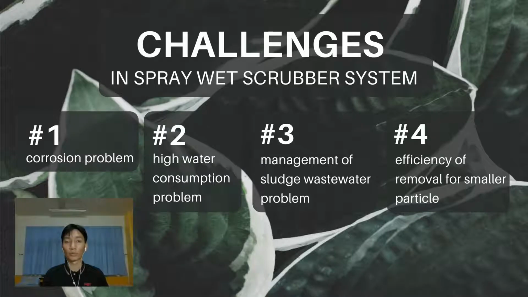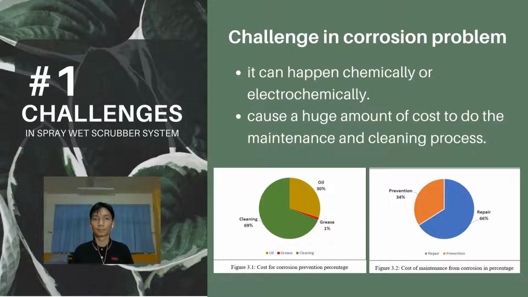Now, let us move on to the challenges of the spray wet scrubber system. The first is the challenge of corrosion problems. Corrosion can happen chemically or electrochemically based on the situation and the materials involved. It can cause a huge amount of cost for the maintenance and cleaning process. These are the corrosion prevention and maintenance sub-costs in terms of percentage. It has been proved that the corrosion issue affects the cost of production significantly.